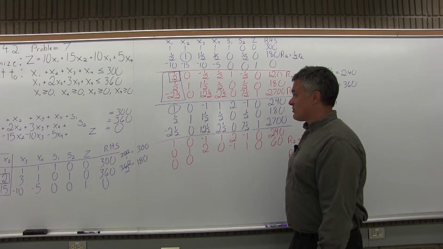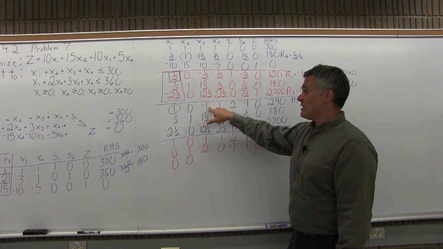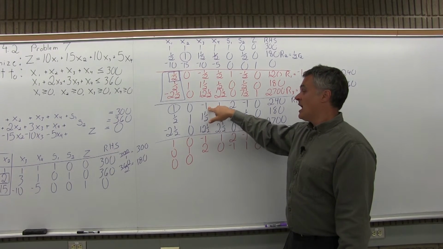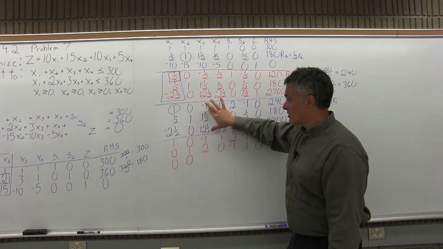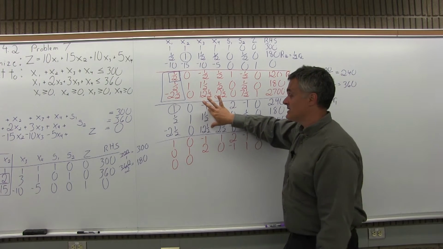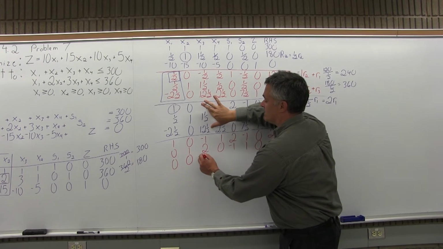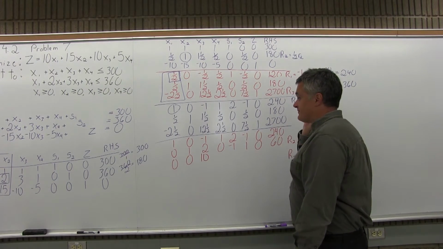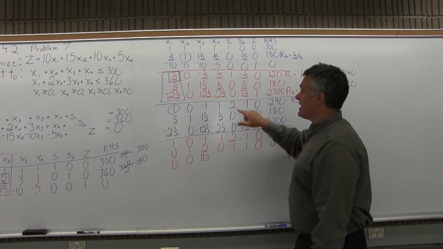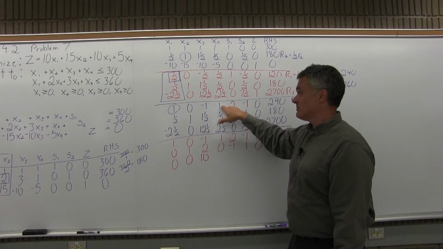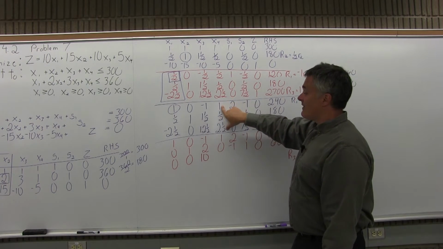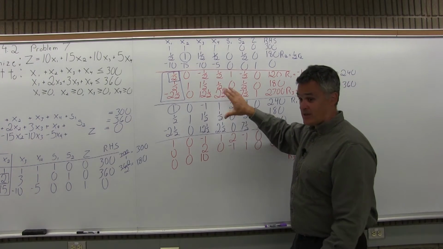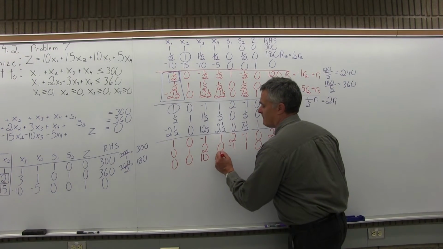Next column is x3, so I'm going to do 2.5 times row 1, which is 2.5 times negative 1, which is negative 2.5. I'm going to add the negative 2.5 to row 3, so I'm going to add negative 2.5 plus positive 12.5, which is positive 10. Next column, I'm going to do 2.5 times row 1, which is 2.5 times 1, which is 2.5. I'm going to add that to row 3. So I'm going to add 2.5 plus another 2.5, right? They're both positive. So that's going to add up to 5.